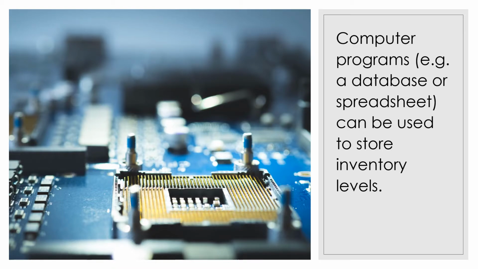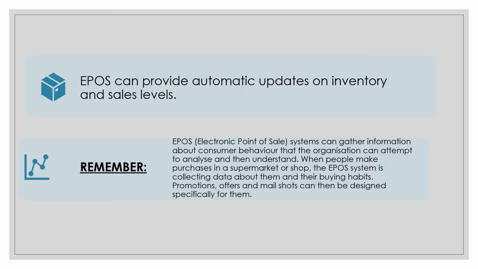Computer programs, for example databases or spreadsheets, can be used to store inventory levels. You can have them automatically set up as well so that once something is booked out, taken out of the warehouse, the database automatically updates saying that that level of stock has gone down or gone up. And it just keeps your figures and amounts of stock levels accurate for your accountant at the end of the month. Your EPOS can provide automatic updates as well on inventory and sales levels.